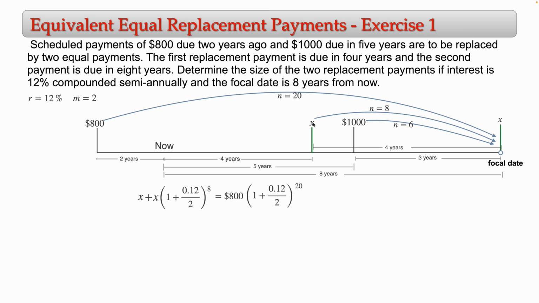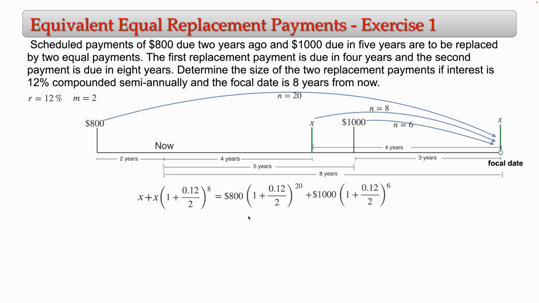So you know that n equal 20, so you type here 20. And here, again, for this 1000, the n will be 6. So I'm going to type plus 1000, open bracket, the same factor with a different exponent. The exponent will be 6. And all the exponents are positive because you are computing a future value of each of them. That was the reason you chose this focal date, a date that is the last date that appears for a replacement payment.